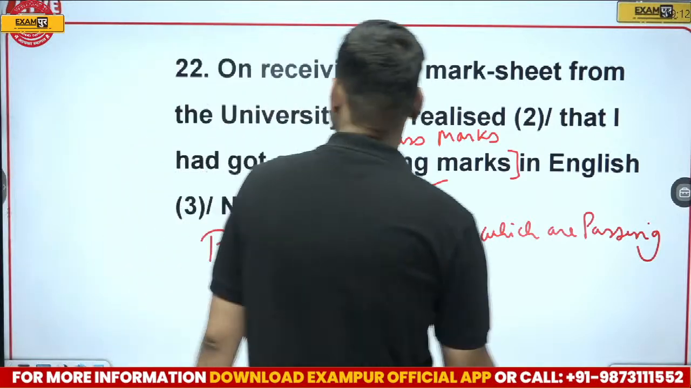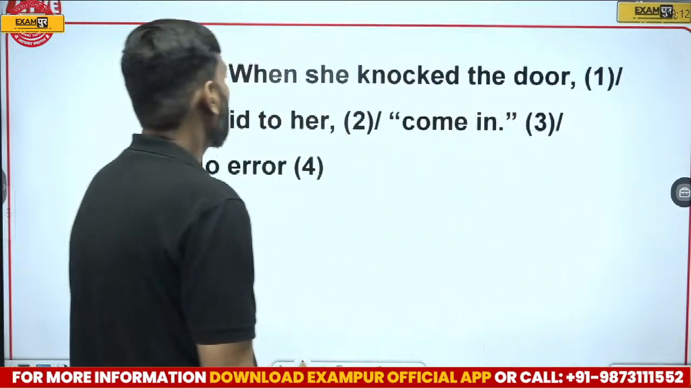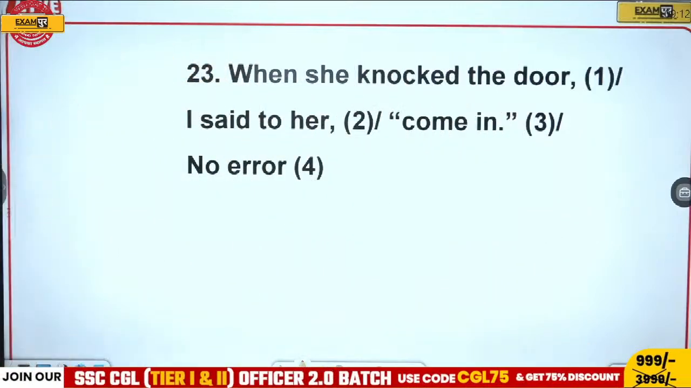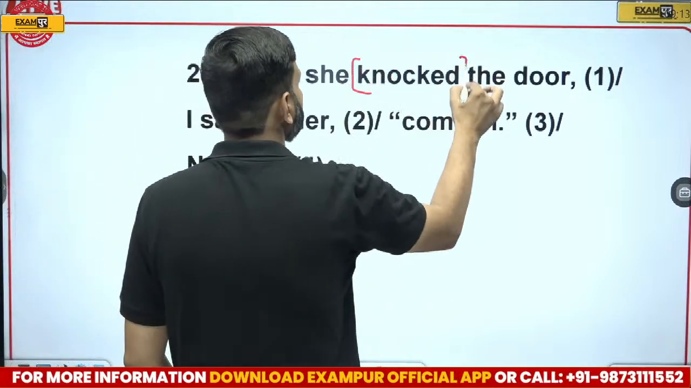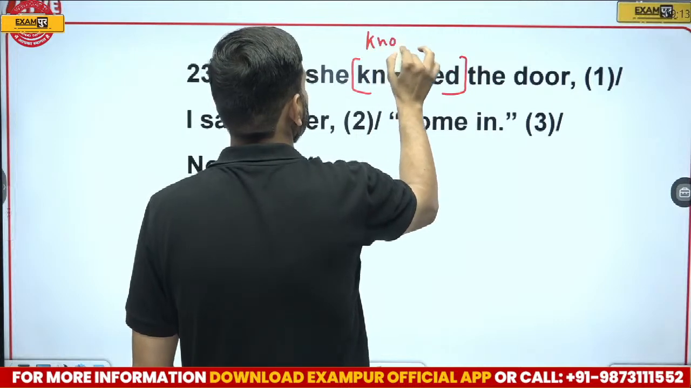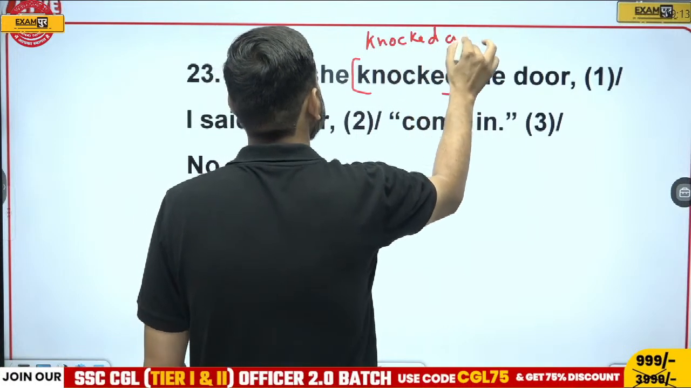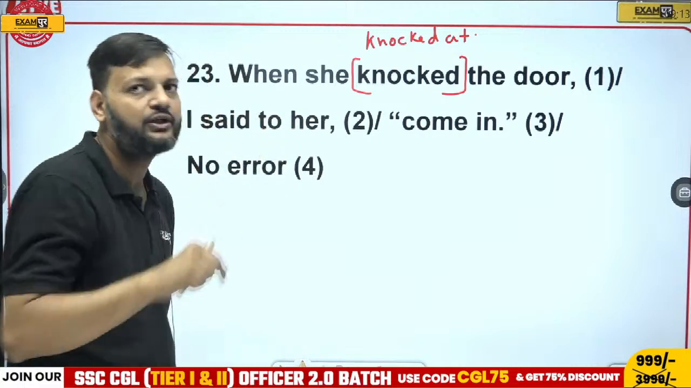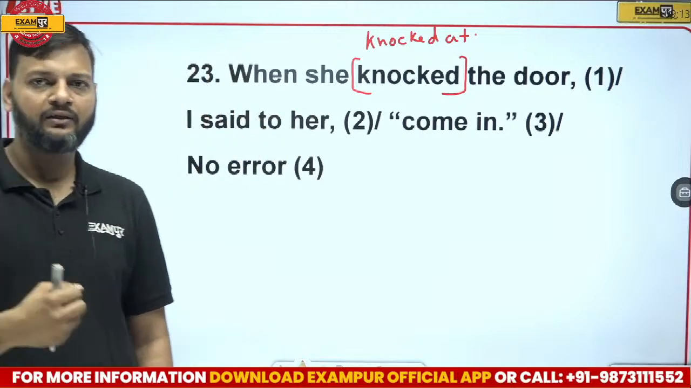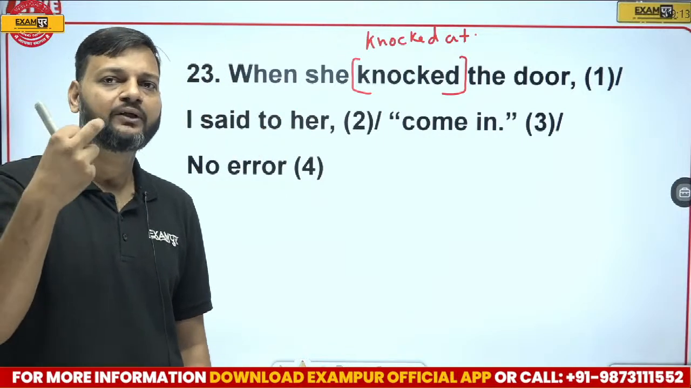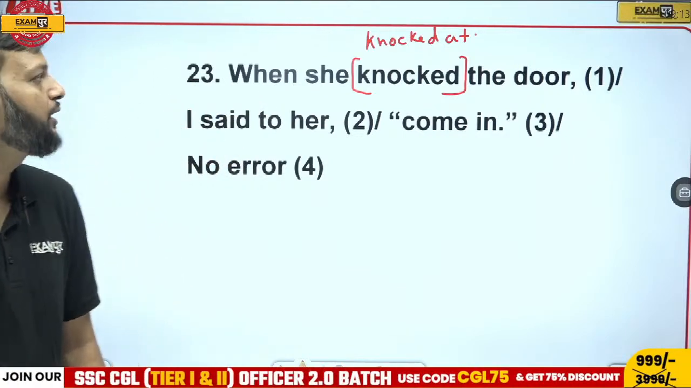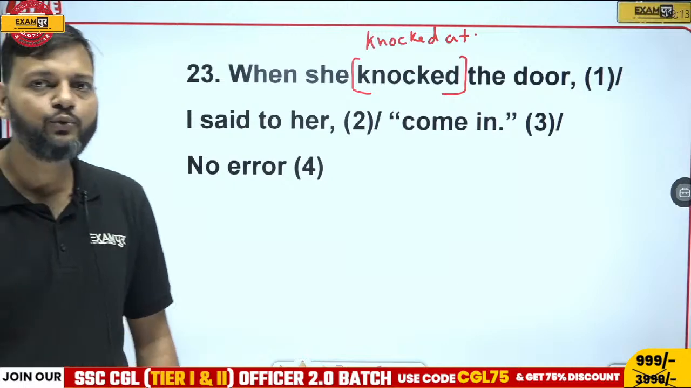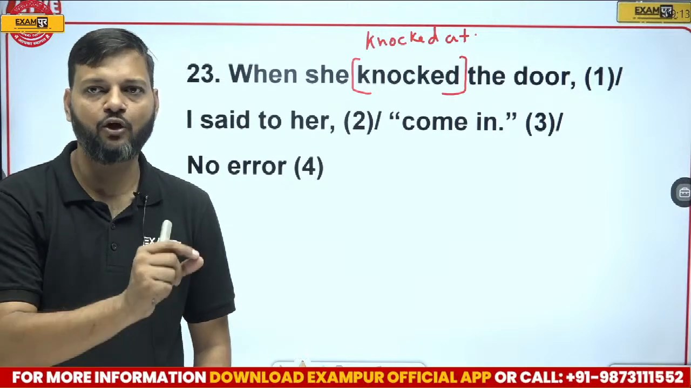Now the next one. When she knocked the door, I said to her, come in. Here, we do not knock the door, we knock at the door. Knock means to tap. We do not tap the door, we tap at the door. So knocked at will be used in place of just knocked.